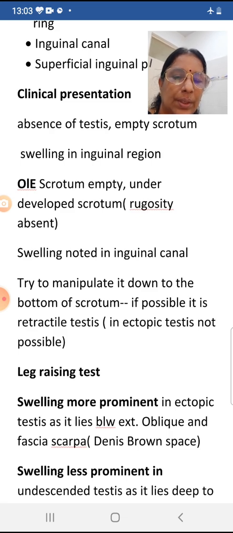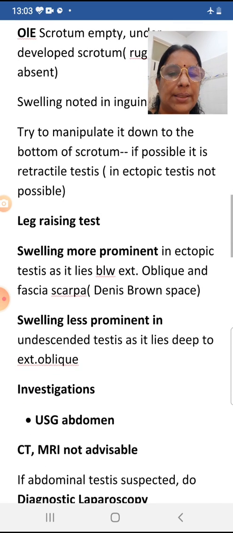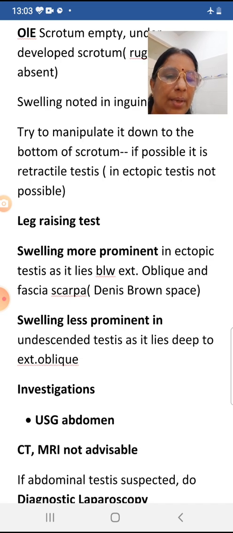In a child coming with an empty scrotum, you can make the patient do a leg raising test. The swelling is more prominent in a case of ectopic testis, as it lies between the external oblique and the fascia scarpa. While doing the leg raising test, the muscle becomes taut and this swelling becomes more prominent. But in a case of undescended testis, the swelling becomes less prominent as it lies deep to the external oblique muscle.